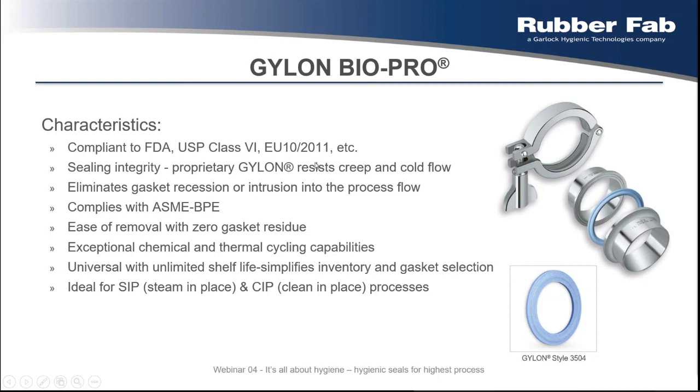Of course, the whole gasket is FDA compliant. It is also USP Class 6 tested. It was also tested according to European food contact regulations for plastic materials. It is manufactured according to good manufacturing practices. It also shows very, very good resistance towards creep and cold flow, so you don't have to deal with gasket intrusion. It complies to ASME BPE.